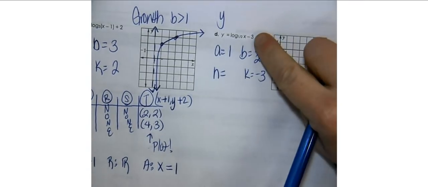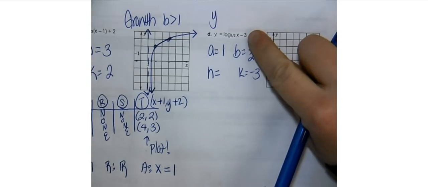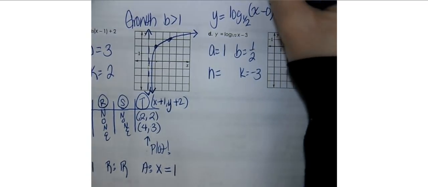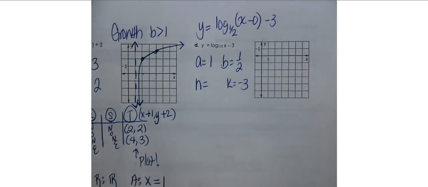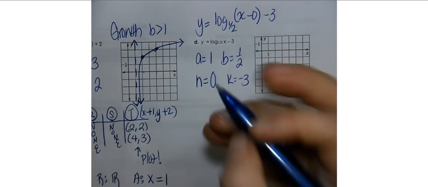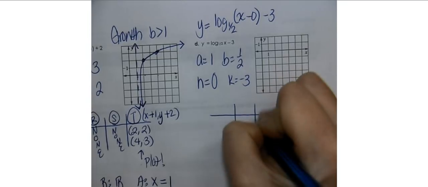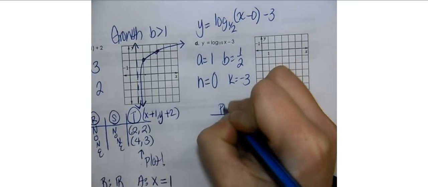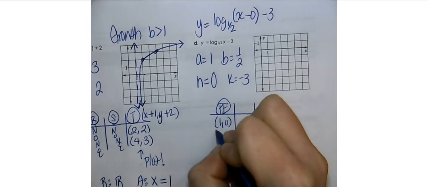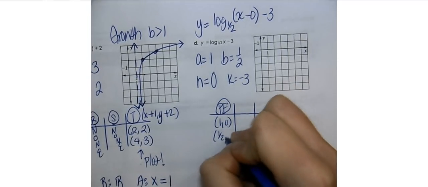Notice that -3 is not inside of any parentheses. So if you want to rewrite this as log base 1/2 of x minus 0 minus 3, that might be a good thing. Our H value is actually 0. Now I'm going to create a table of values. My parent function is going to be 1, 0, and my B value, which is 1/2, comma 1.